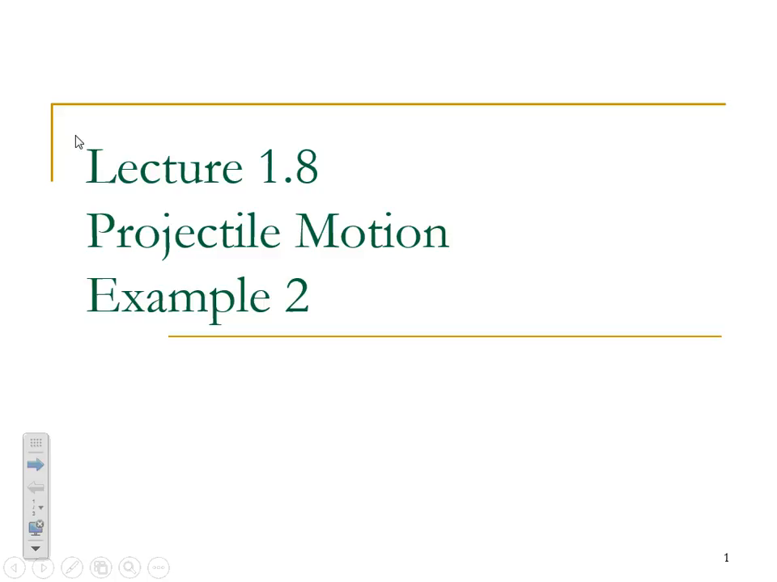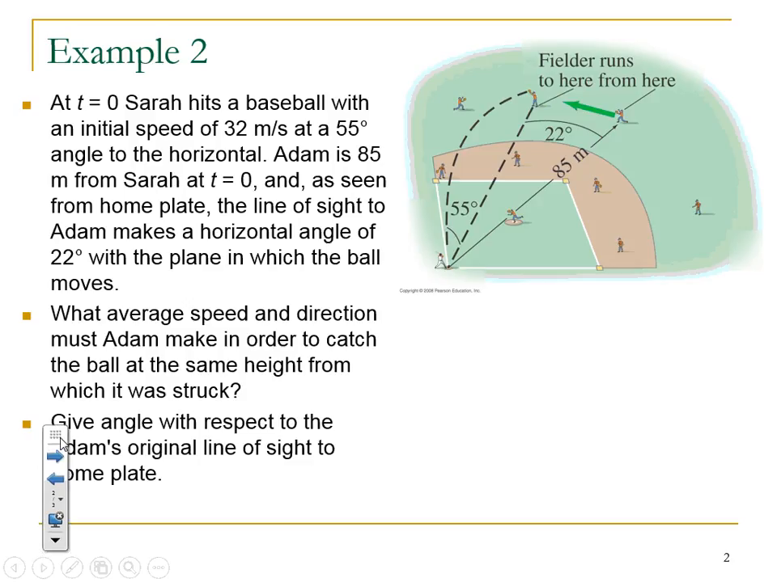This is example 2 from lecture 1.8, which covers projectile motion. Okay, this is a baseball problem. Sarah is our batter. Here's Sarah. She's at the plate.